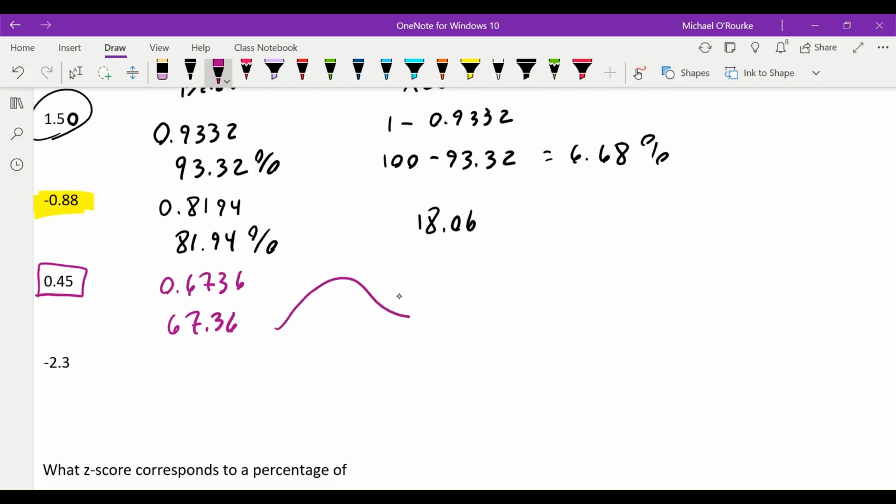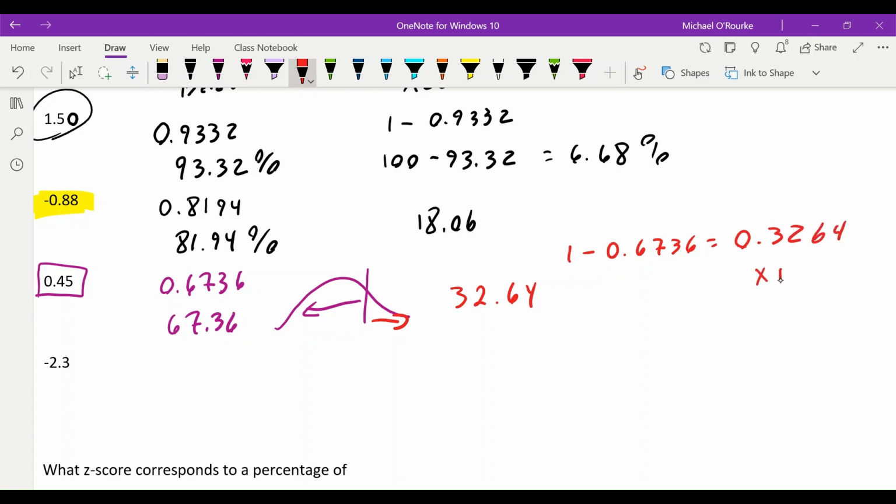So we're doing our little curve here. It's that much below. But what's higher? If I'm looking for the higher part, it's 100 minus 67.36, which is 32.64. Okay. Now I could also go 1 minus 0.6736, which would equal 0.3264. Then I just have to times that by 100 to get that. Okay.